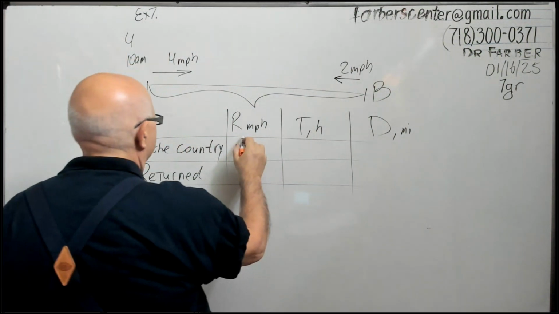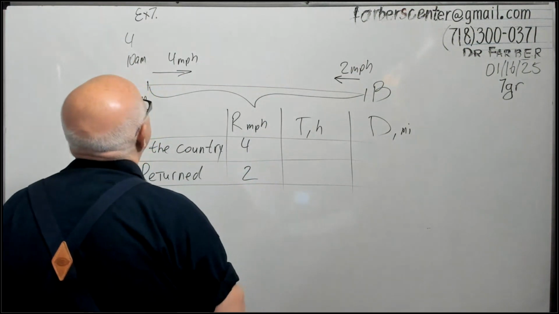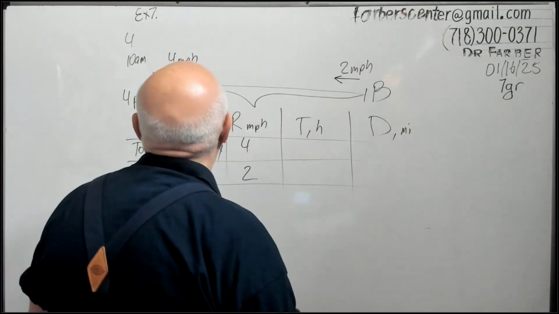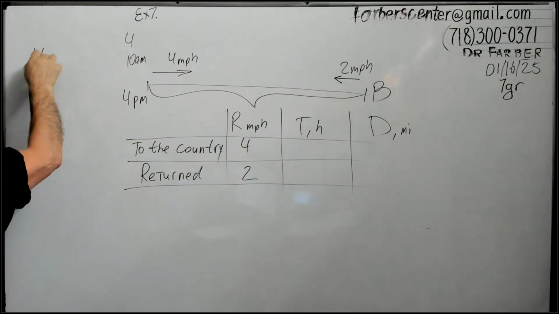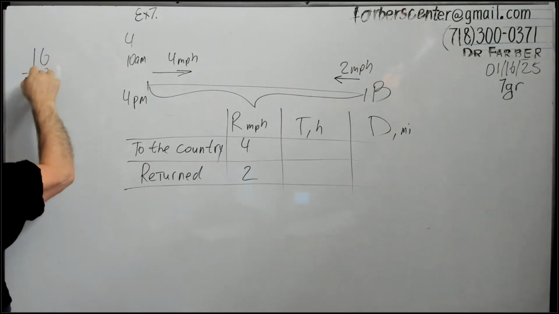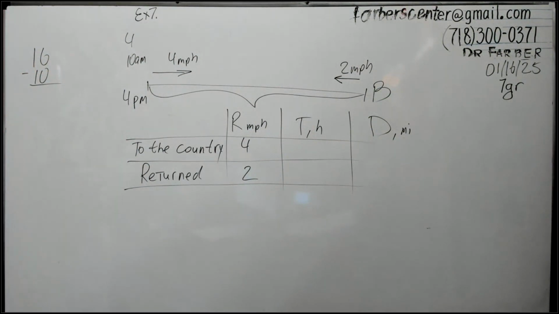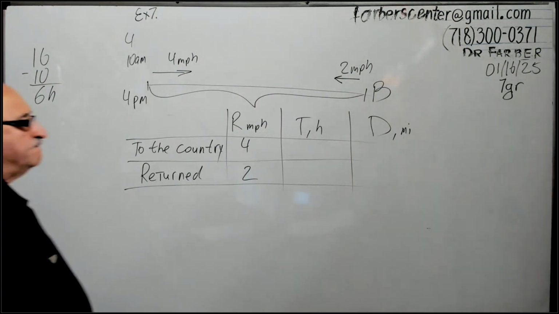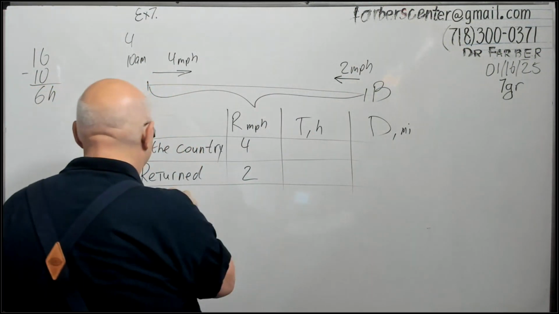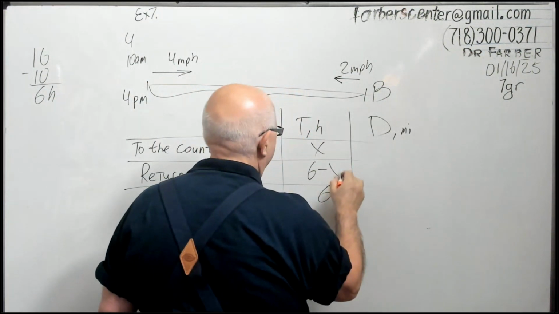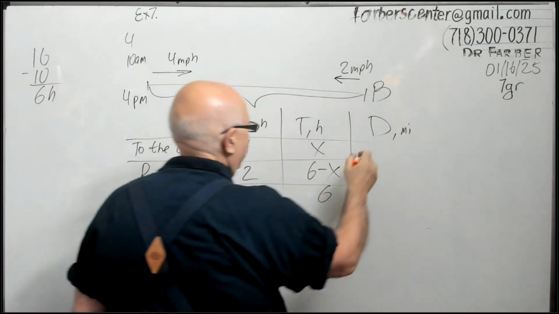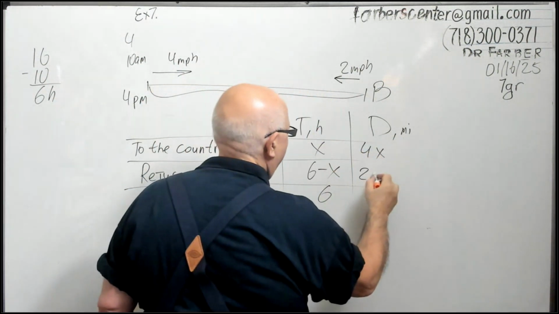This is 4. This is 2. Time. In addition, you can easily find what 4 p.m. is. It's the same as 16 minus 10, and you get 6 hours, right, for this one. So far, so good. 6 hours total. So if this is x, this is 6 minus x. And this is always the product of this: 4x is 2 times 6 minus x.